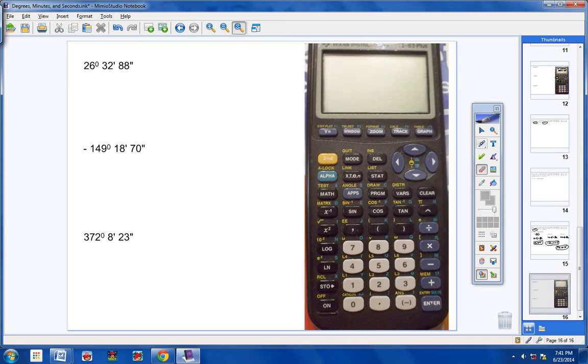Let's go ahead and convert this over to a decimal using our calculator. So I'm going to go ahead and type in -149, okay? Then hit second, and then apps, and then option number 1, and the little degree symbol will pop up. Then type in 18, then hit second, apps, option number 2, and when you hit option number 2, your minutes will pop up, and then type in 70, okay, and then hit alpha and the plus sign, and you will see your little seconds will pop up, okay? If you type that into your calculator correctly, I'm doing mine really quickly here to make sure we get the correct answer.